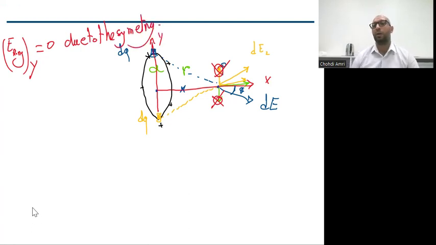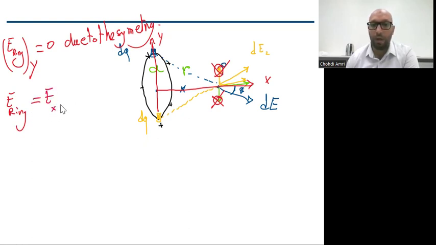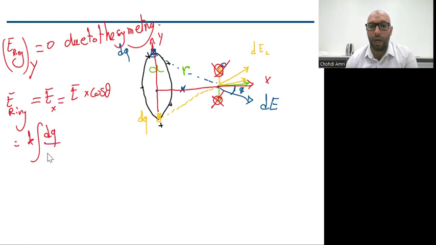Due to the symmetry, the y component of the ring is 0. So only the x component of the ring remains in the final expression. It's only the x component, which is E multiplied by cosine theta. Very good. What do you think about this expression of E? It's k integral dq over r squared multiplied by cosine theta.